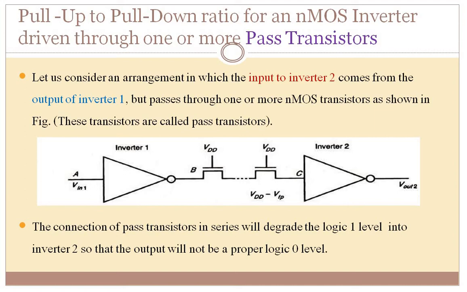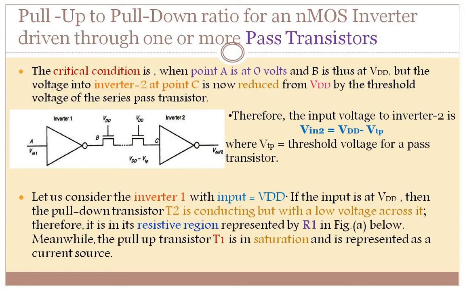That is how we see the operation, and we will get the ratio for these two transistors. First we consider the critical condition. In this critical condition, the point A is at 0 volts and B is thus at VDD. Of course, whenever you give 0 as the input, the output will be 1, and 1 is nothing but VDD. But the voltage into inverter 2 at point C is now reduced from VDD by the threshold voltage of the series pass transistors.